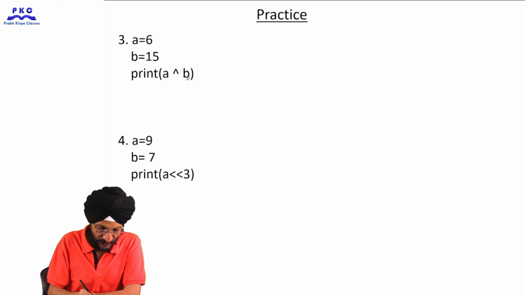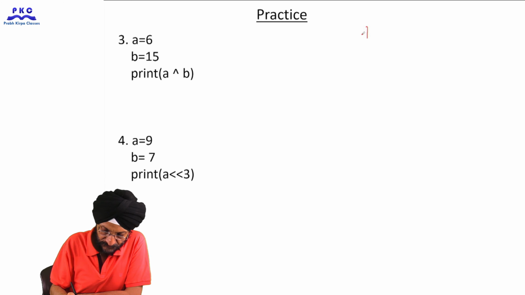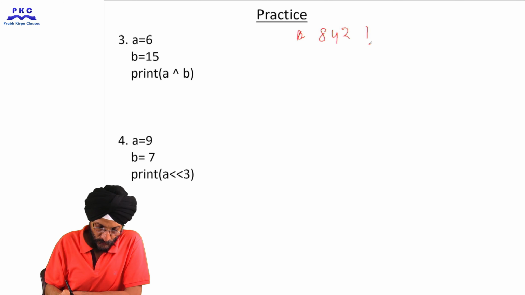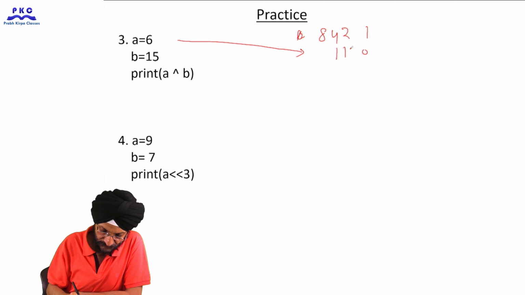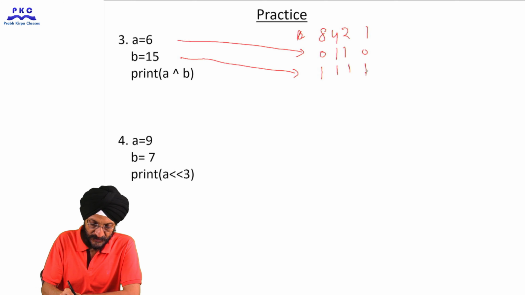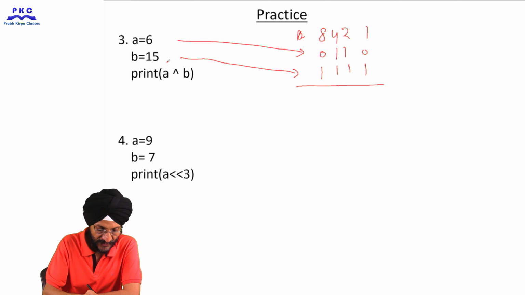Next, A is equal to 6, B is 15, print A bitwise XOR B. So now first we will convert 6 and 15 into individual bits. So 6 will be this, 15, 8, 4, 2, this. These are the individual bits of 6 and 15.